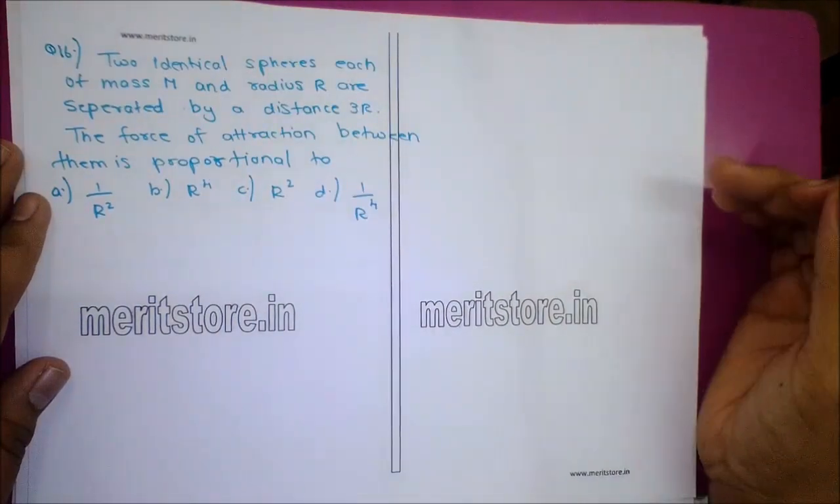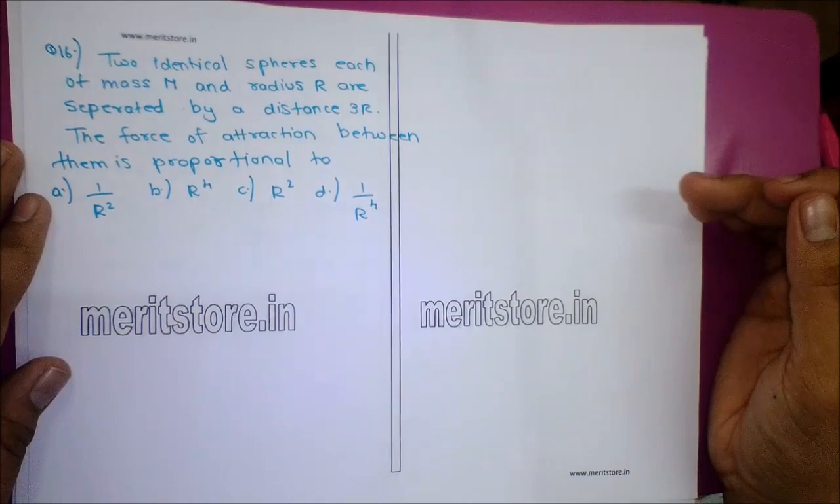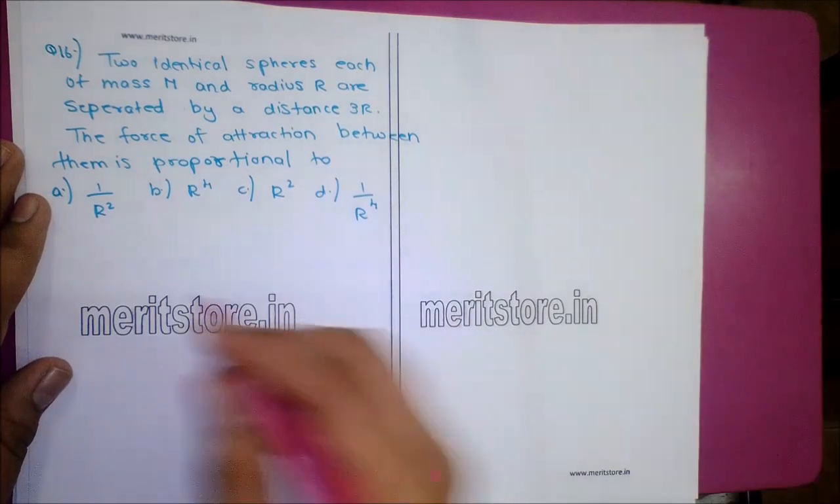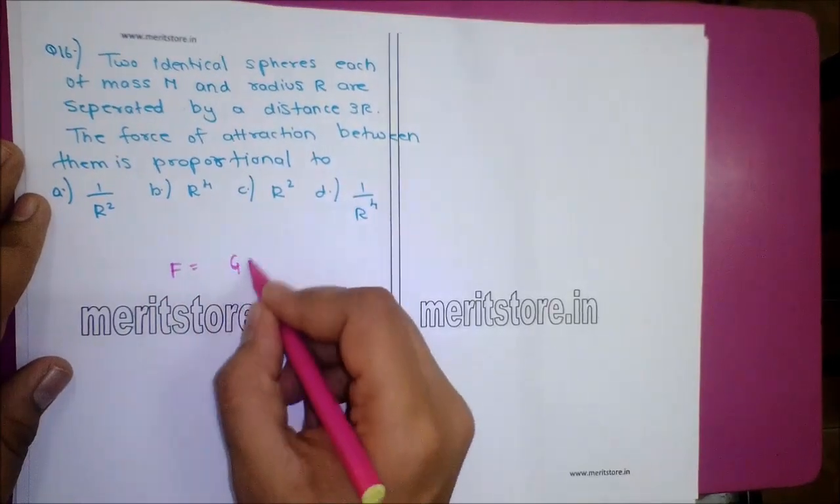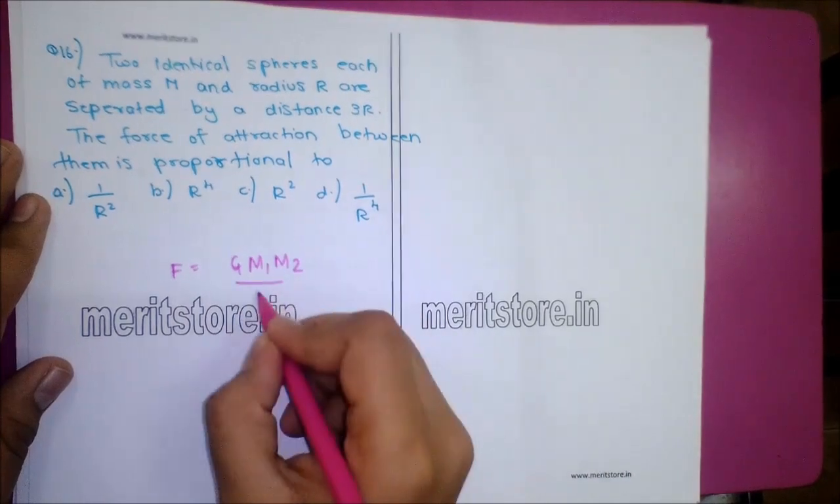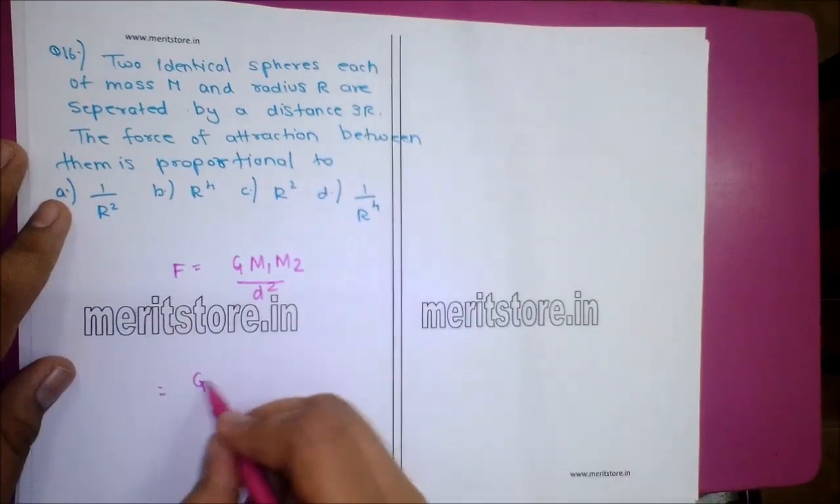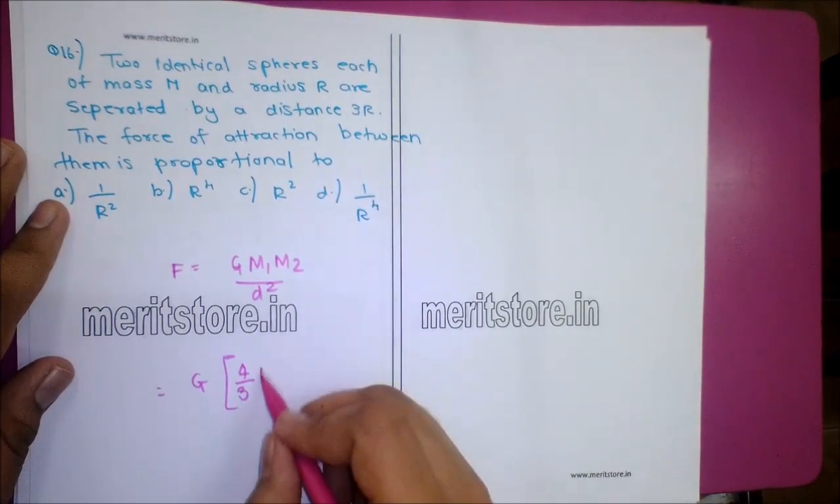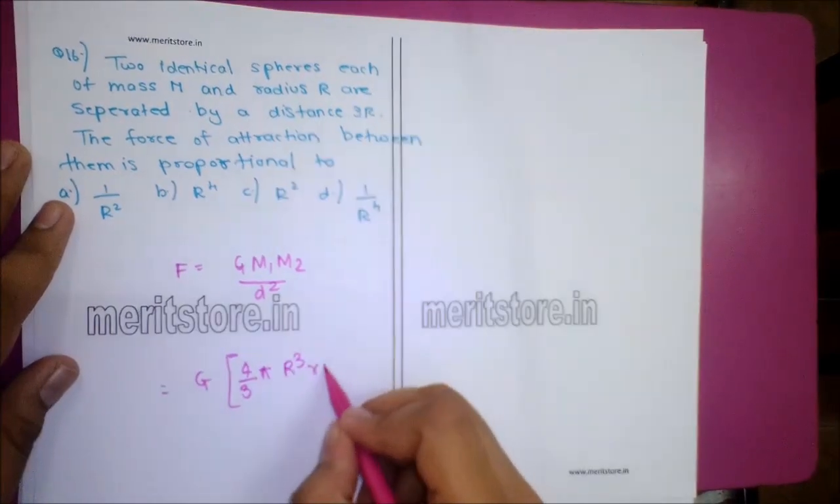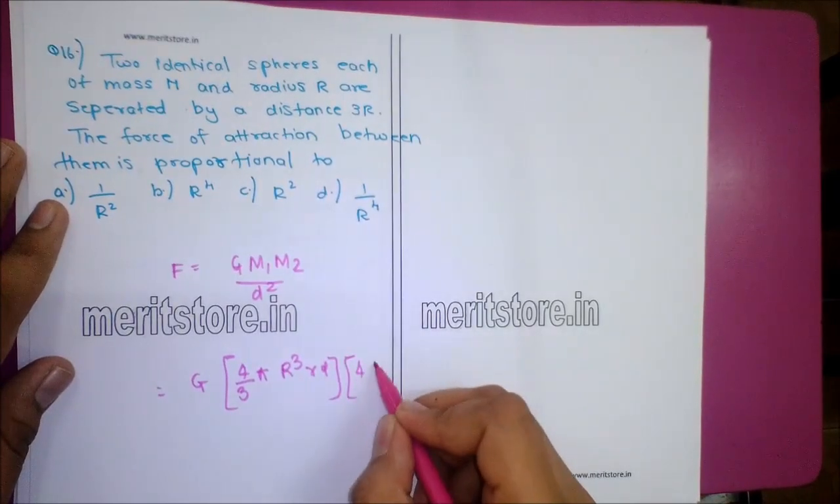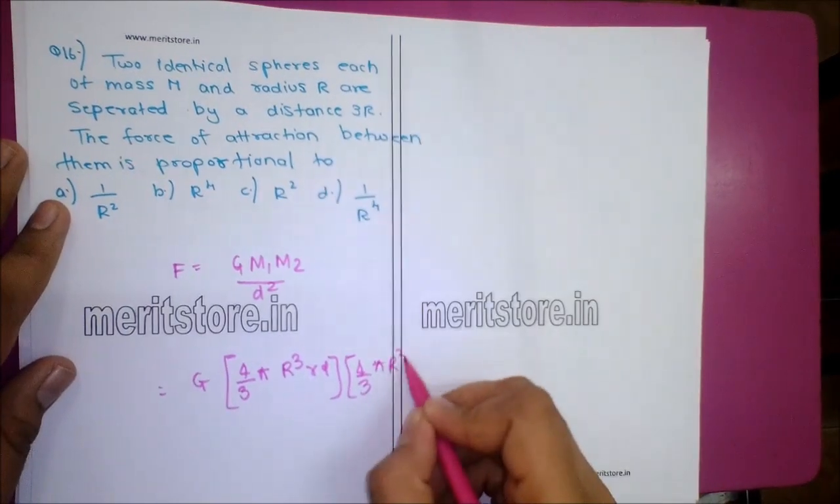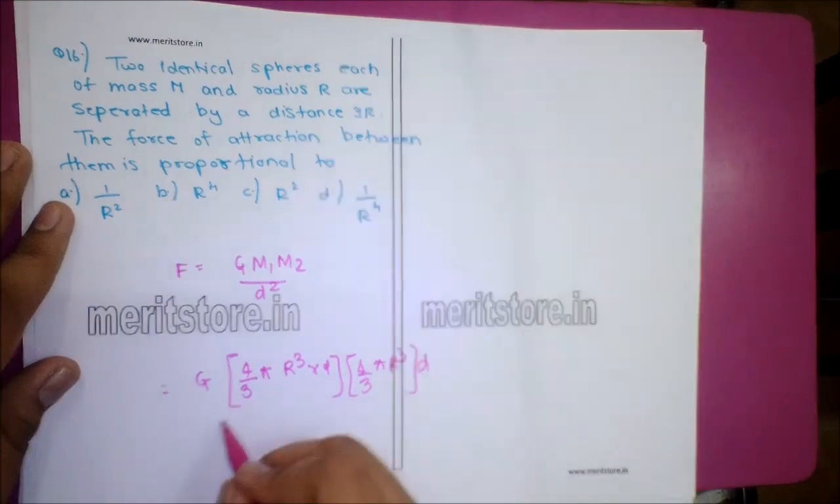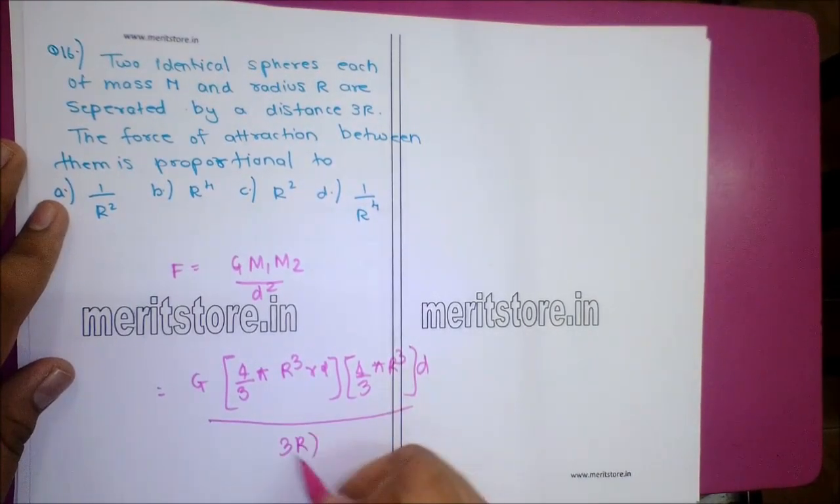Question 16. Two identical spheres, each of mass m and radius r, are separated by a distance 3r. The force of attraction between them is proportional to. Now we know F is equal to G m1 m2 upon d square. Mass is volume into density, 4 upon 3 pi r cube into d. Here we get (3r) square.